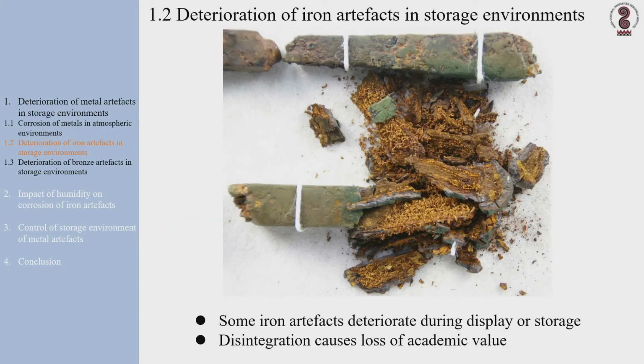Now, I will explain the deterioration of stored iron artifacts. Shown on the slide is an image of an iron artifact that cracked while it was stored. Some iron artifacts corrode and disintegrate while being displayed or stored, and therefore lose their academic research value. This is an important issue in preserving metal artifacts that is seen all around the world. Once a metal artifact corrodes, like the example shown here, it cannot be restored. Therefore, it is vital that metal artifacts are stored in an environment that prevents deterioration.